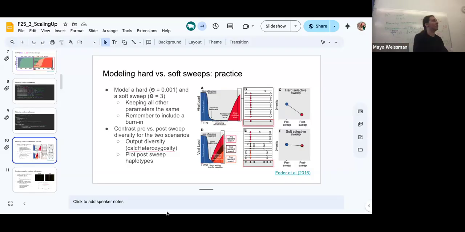I used 1,000. You can use whatever you want. It's not super important to me at this juncture what simulation parameters you're using, outside of the fact that you run this once with a theta of 0.01 or 0.001 and once with a theta of 3.